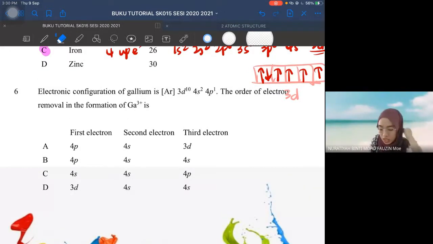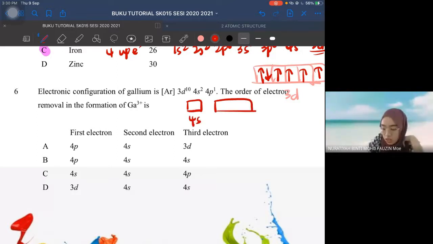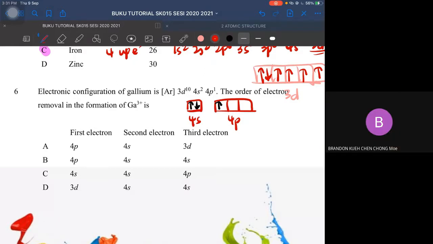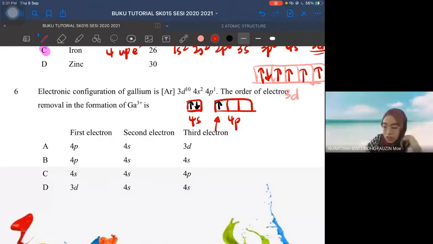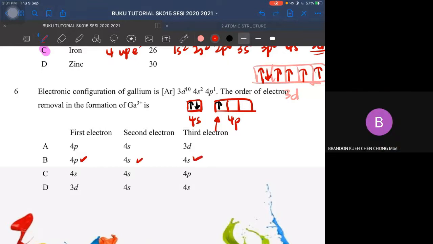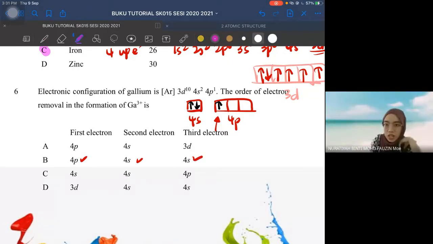Electronic configuration of beryllium is that, the order of electron removal in the formation of beryllium 3 plus is, okay, awak akan remove which electron? So what I will do is saya tulis 4s dengan 4p, dan 1, 2, 1 electron. So first electron yang awak akan remove, awak akan remove dari pada siapa? 4p. Okay, so I'll remove yang ni dulu. So first electron is 4p. Second electron are the ones from 4s orbital. So the answer is B.